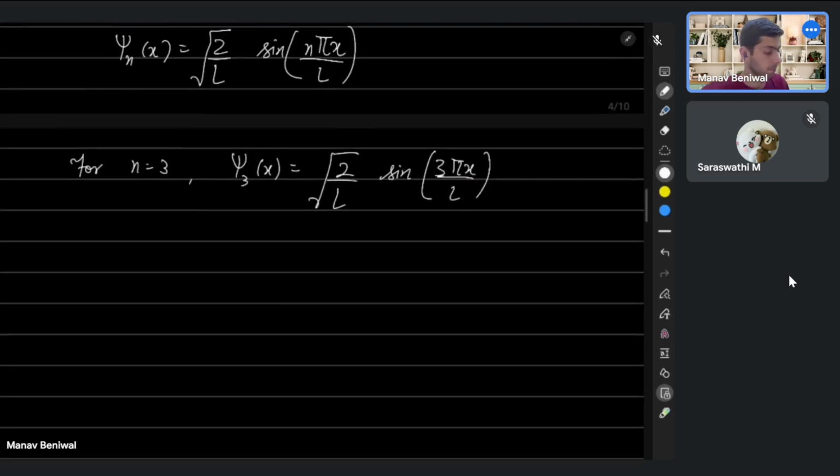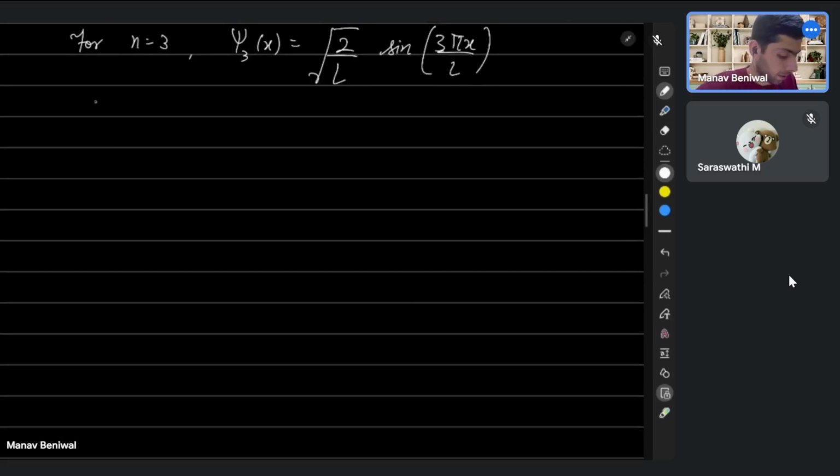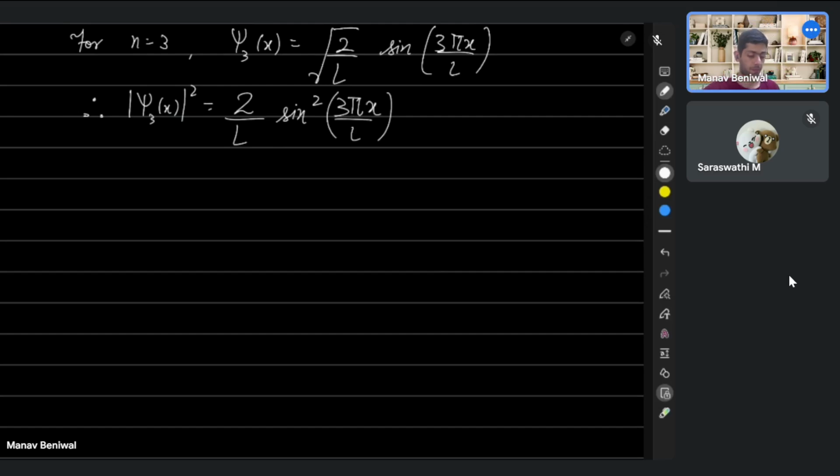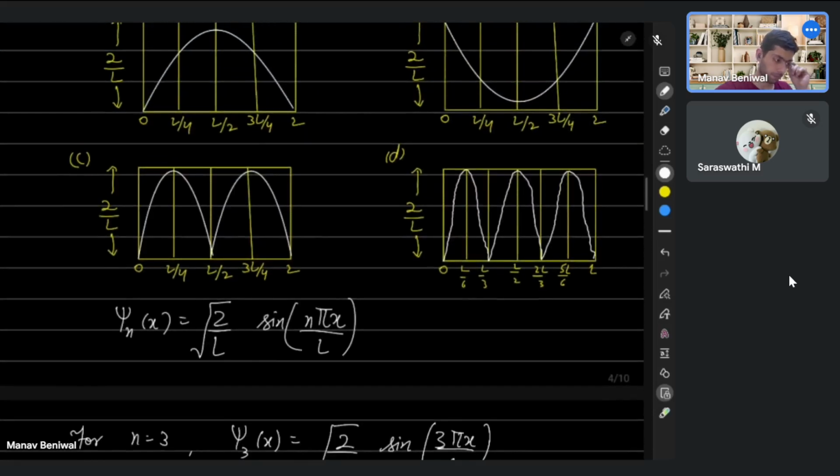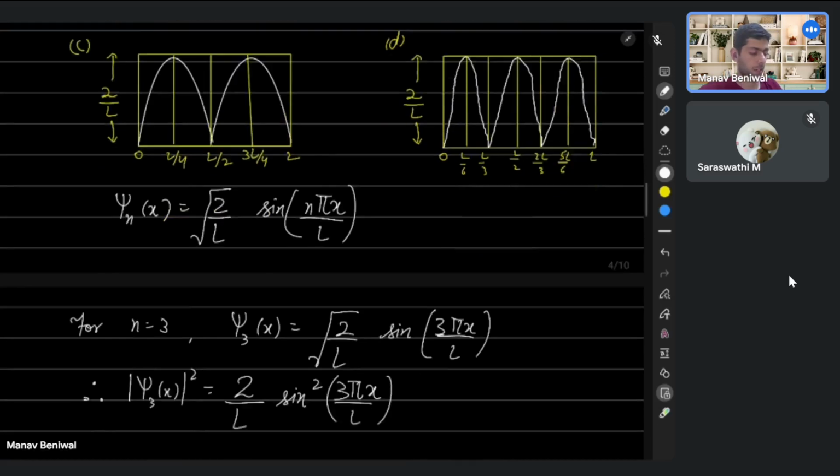Therefore, mod psi 3 x squared will become 2 over L sine squared 3 pi x over L. Now, in the four options we note that they have minima and maxima at different places. So let us just compute the minima and maxima.